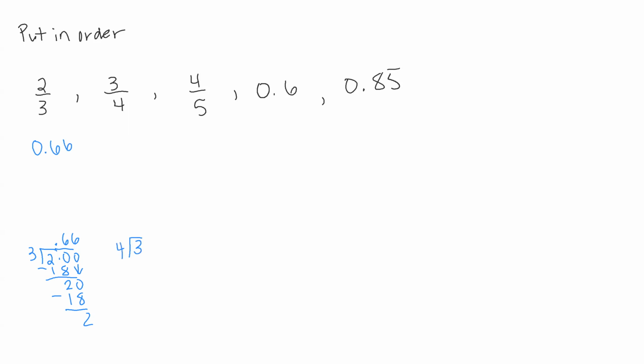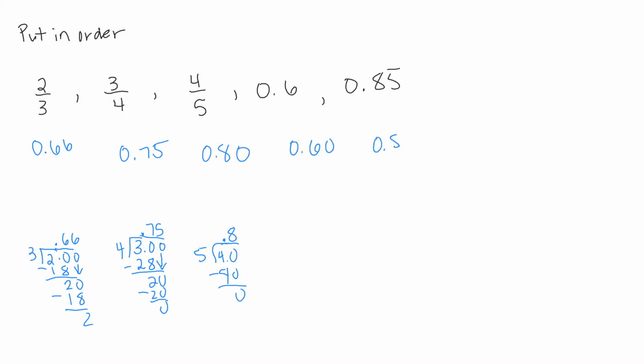3/4. Well, 4 doesn't go into 3, but it goes into 30 7 times. Subtract 28, I get a 2. 4 goes into 20 5 times. There's my 0 remainder. 4/5. 4 doesn't go into 4, but it goes into 40 8 times. There's my 0 remainder, so that's 0.8. Now I've got 0.66, 0.75, 0.80, 0.60, 0.85.